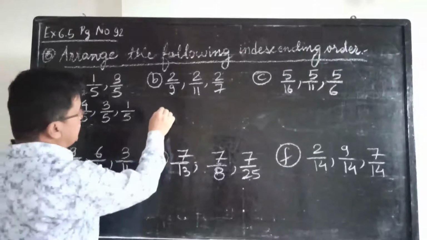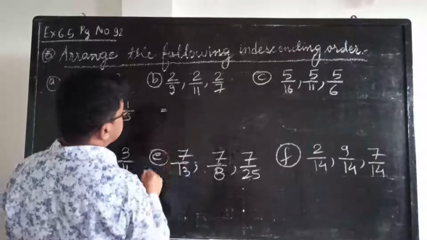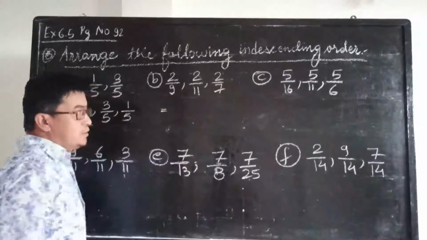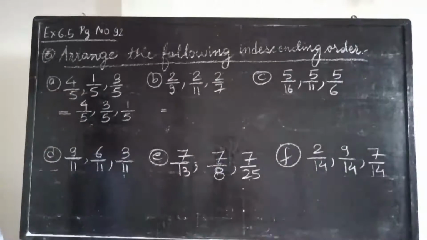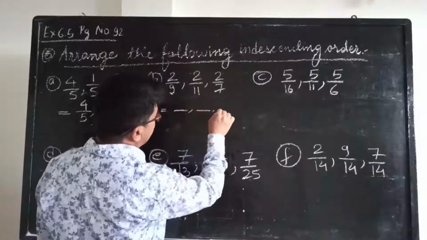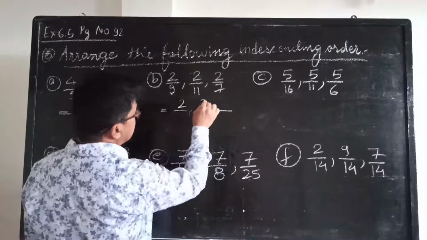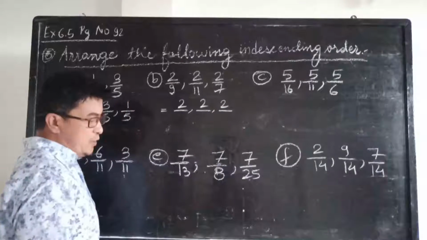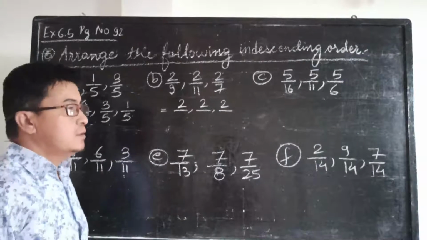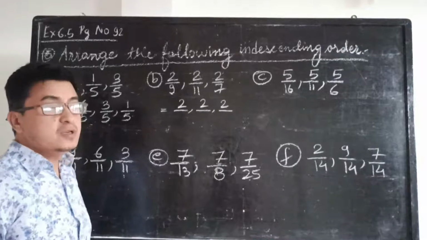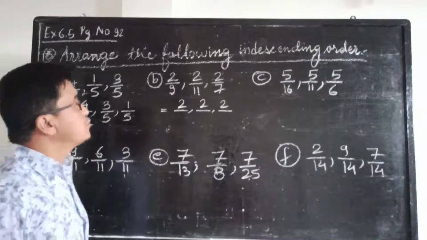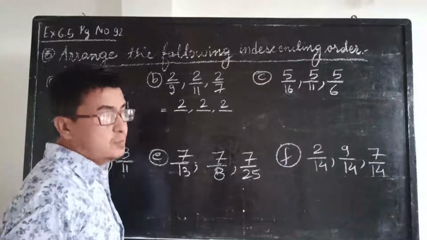Now look at this B. Now 2 upon 9, 2 upon 11 and 2 upon 7. Here the numerators are the same but the denominators are different. We write the numerators first: 2, 2, 2. So when the denominators are different, the fraction having the smallest denominator is the biggest.